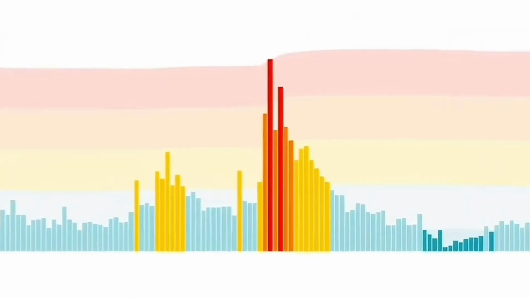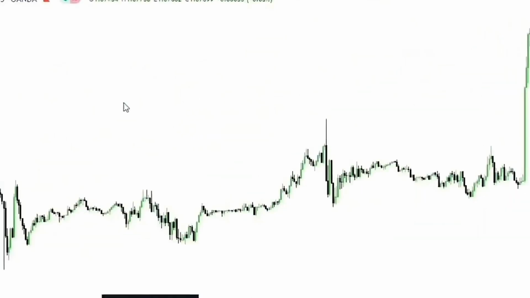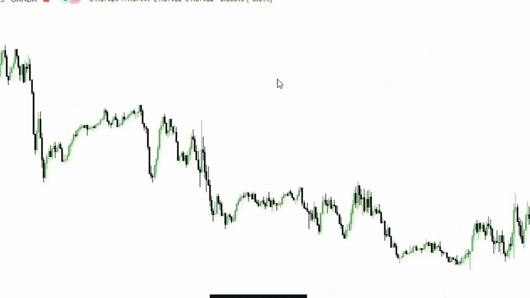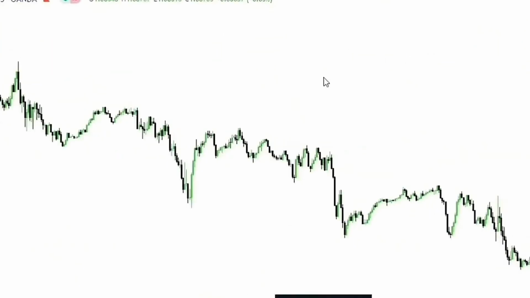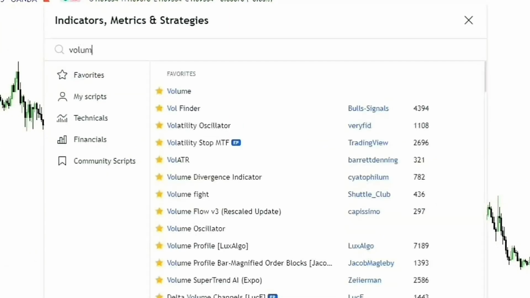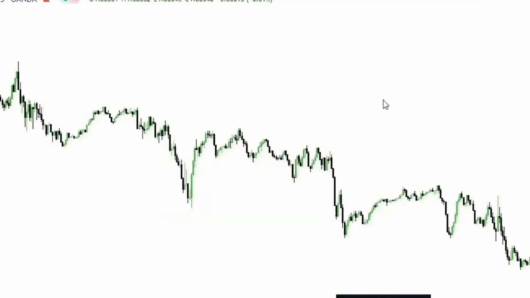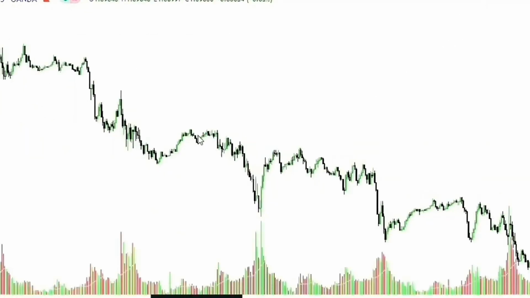You're probably aware of how crucial volume is in technical analysis. Some traders even argue that volume is more important than price itself. Now, there are various types of volume indicators out there, but the one I'll be talking about is the basic yet widely used version. You might already be familiar with it. It simply displays the volume for each period using bars.